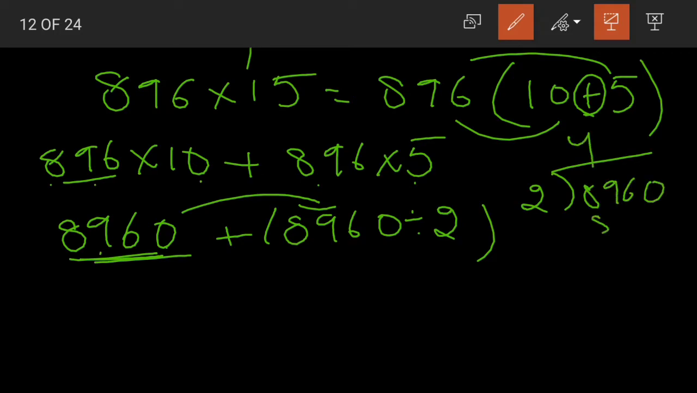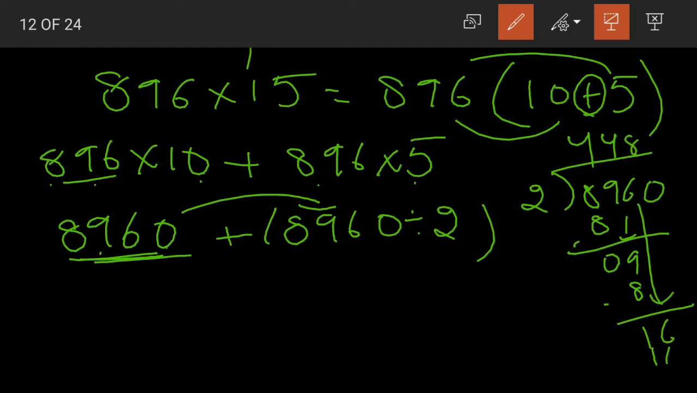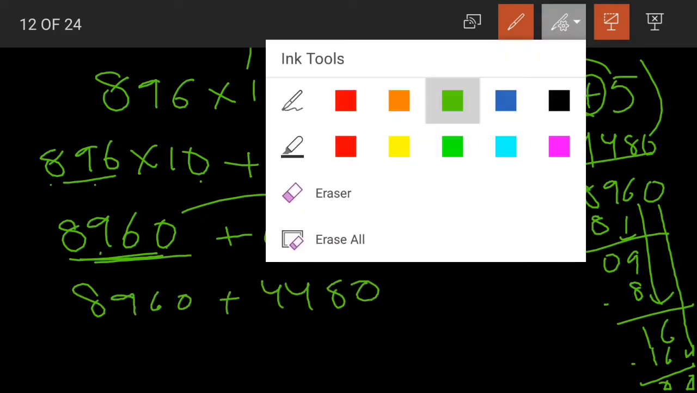See, 2 fours are 8, 0. Then 9 brought down. 2 fours are again 8. When we subtract, we have 1. 6 brought down. 2 eights are 16 minus 0. Again 0 is brought down here, so we need to write 0. 4480. So 8960 plus 4480. Yes, children?